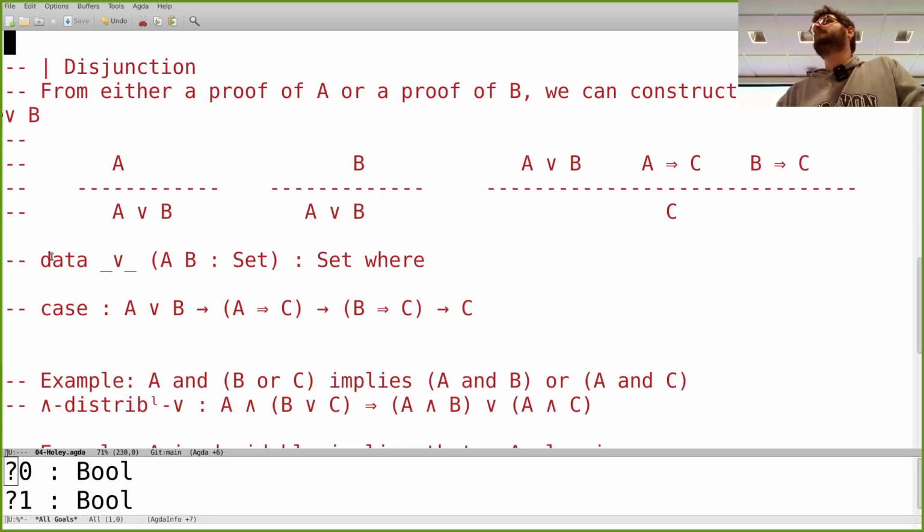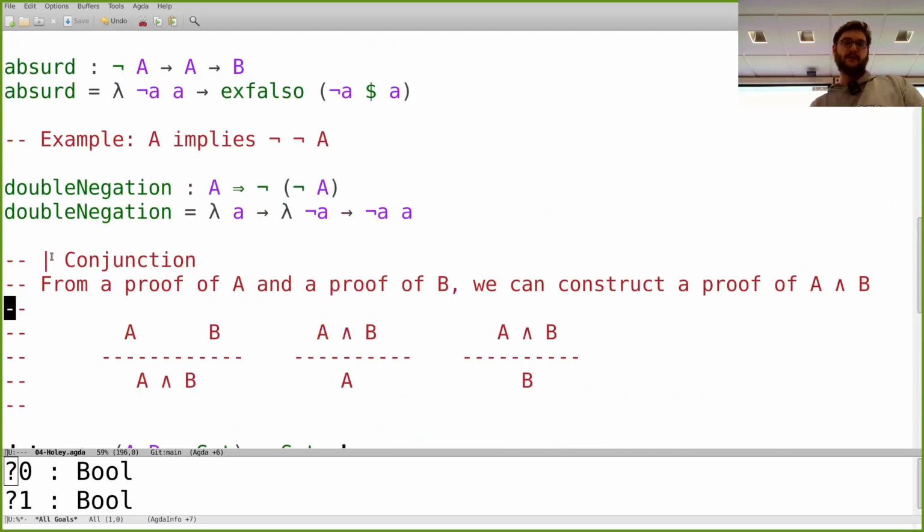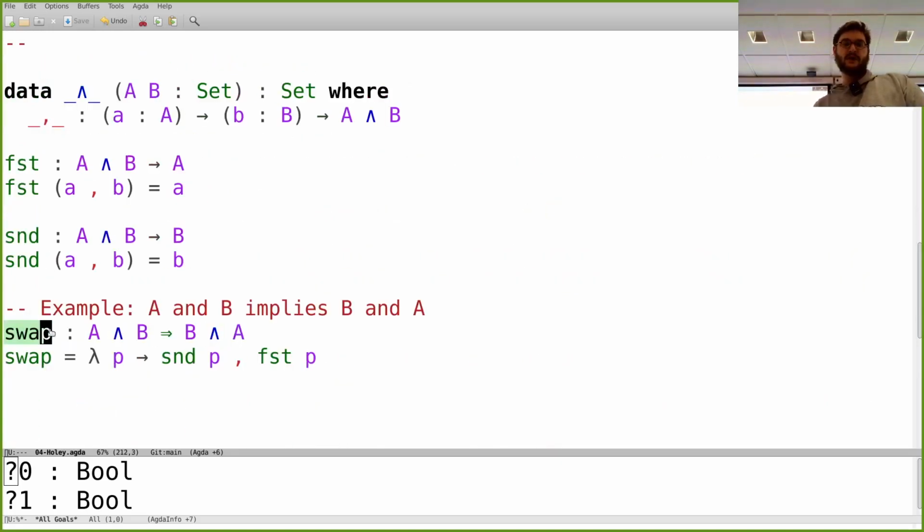instead of defining the parameters before the equal sign. Yeah. Why is that? So here it's really because I'm thinking of swap as a proof that A and B implies B and A.